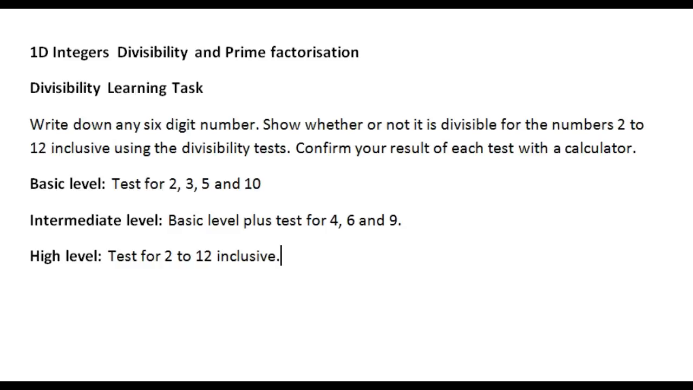Now, there is a basic level where you'll just test for 2, 3, 5 and 10. The intermediate level would do those numbers plus 4, 6 and 9, and of course the highest, most thorough level, you do all the tests for 2 to 12. The best way to see this is by showing you an example. I'll also give you a printed copy of the tests that you can look at while you're doing this task.